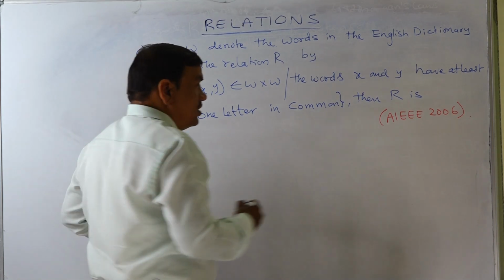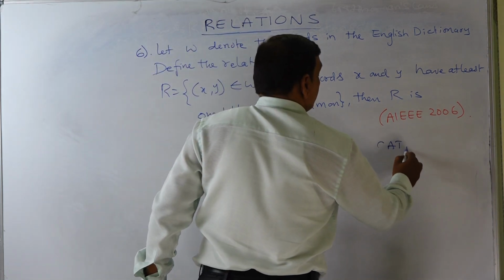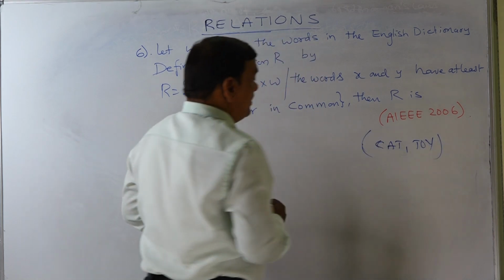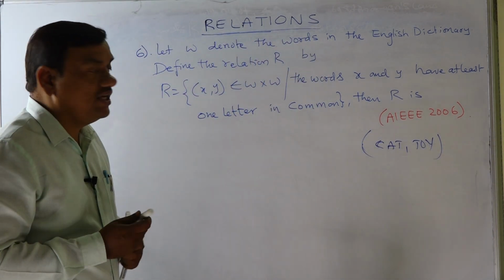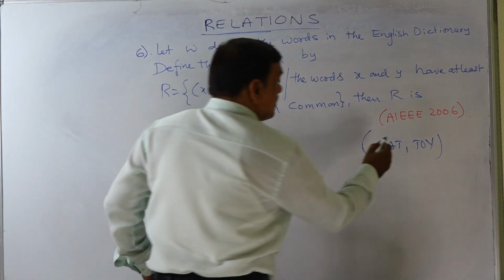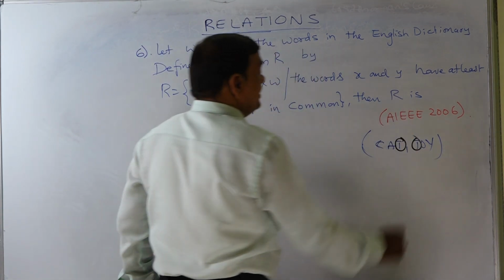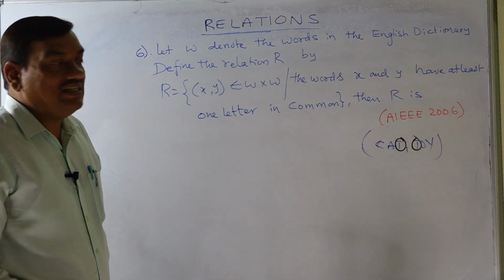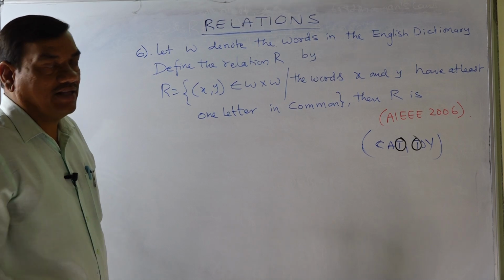For example, CAT and TOY. This type of words you have to take. Here what is common? T is common. At least one letter is common. CAT, TOY, like that.